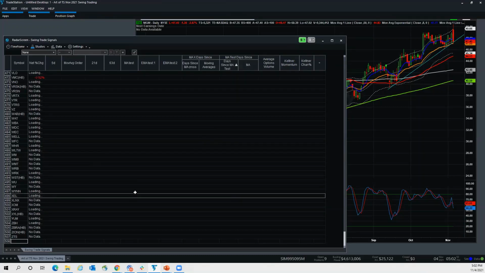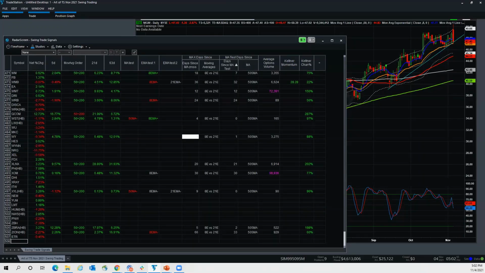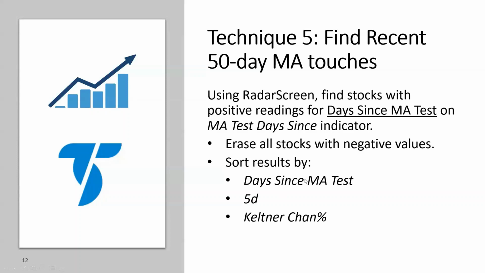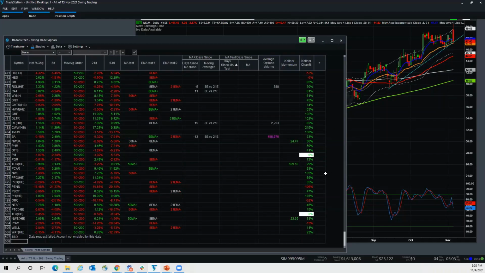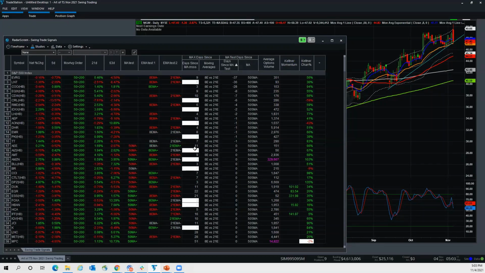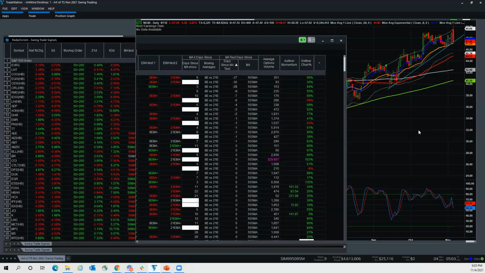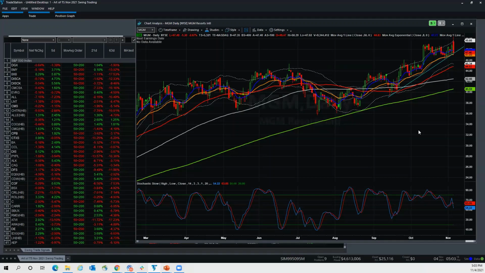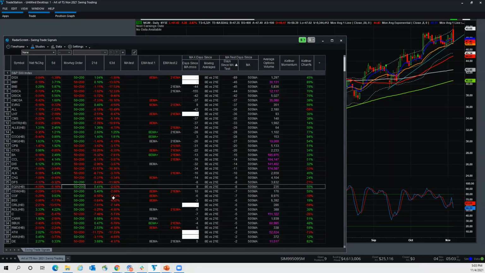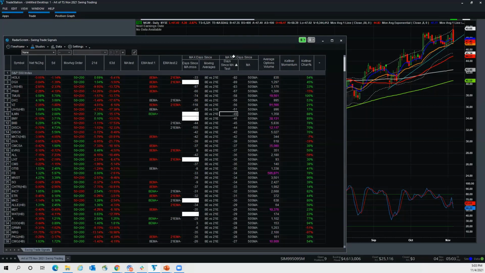While that's populating, this is going to tell us stocks that recently touched the 50-day simple moving average. A lot of people trade stocks at the 50-day moving average. Now, one of the annoying things is that sometimes the stock will touch the 50-day moving average, and then sit there for a few days before it starts rallying. And that can be frustrating for people. So what happens if it touched 2 days ago and it's not touching it today? What do I do? That's why we created this indicator.